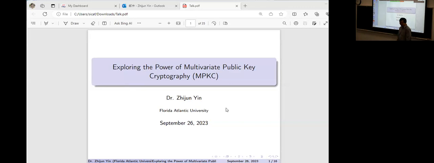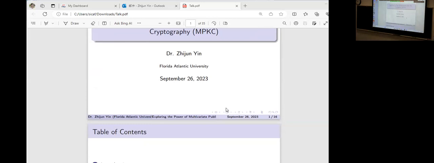And here's my topic for today, exploring the power of multivariate public key cryptography. So we mainly just use a polynomial as a tool to explore the cryptographic applications, including the encryption, decryption, and the electronic signature. So let's get to the next page.